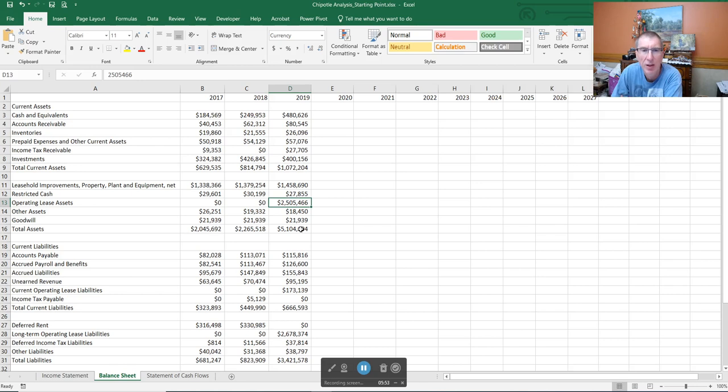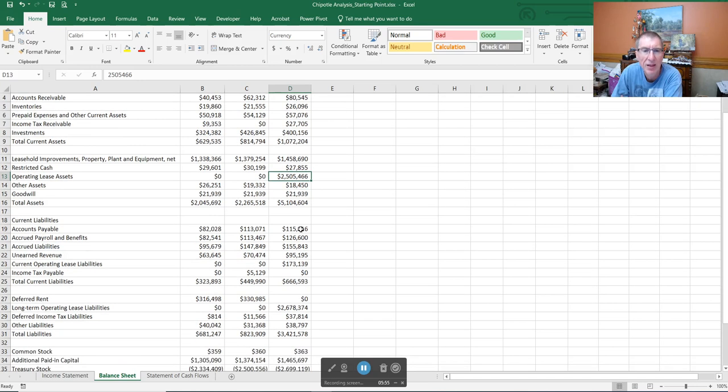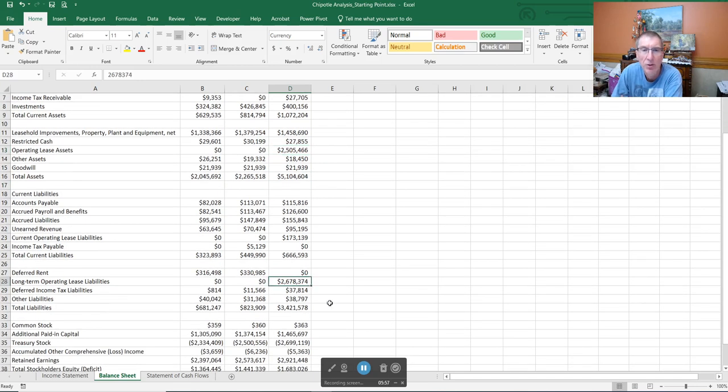You can see their total assets jumped up dramatically, but also their total liabilities. So long-term operating lease liabilities jumped up here as well. And so that's part of the balance sheet. Remember, balance sheet assets equals liabilities plus owner's equity. If you have a big jump up in the assets, you've got to increase the liabilities or owner's equity. So it's more of an accounting measure, but it does change the way that we record things.